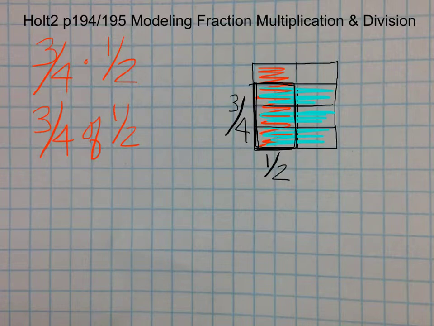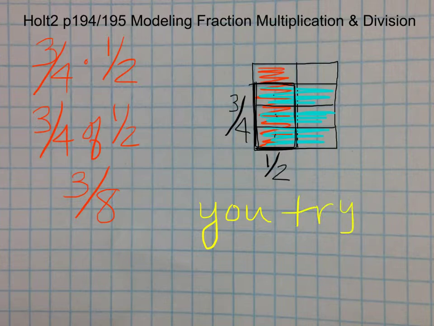So what is the value of this area here that's been shaded in? It's covered by both colors. We have 3 of what size? 3/8. So the value of 3/4 times 1/2 is 3/8. Now I would like you to try drawing a model of 1/2 times 1/2, or 1/2 of 1/2. So give that a try.